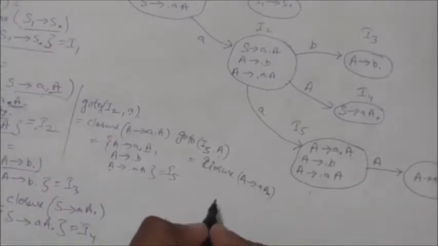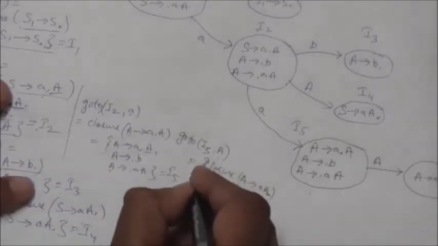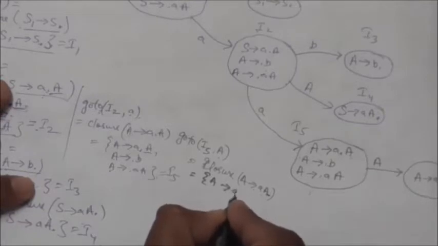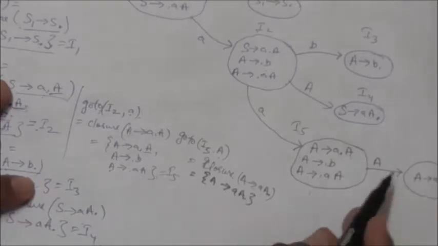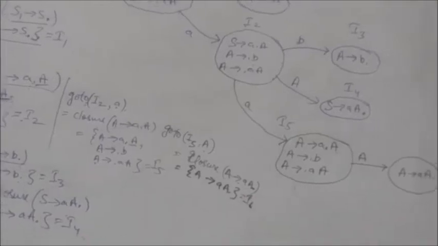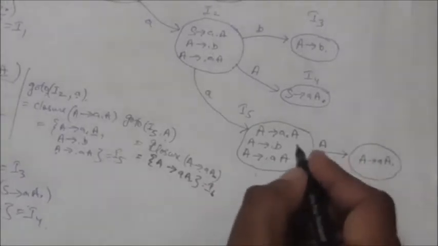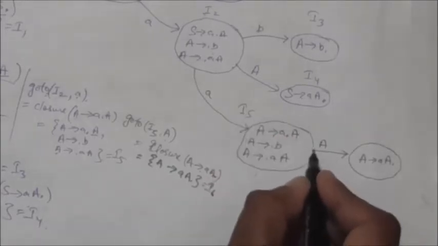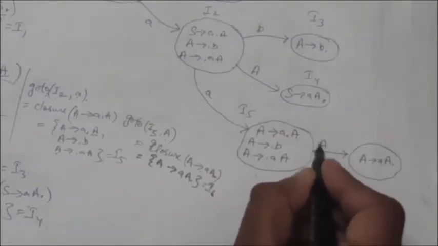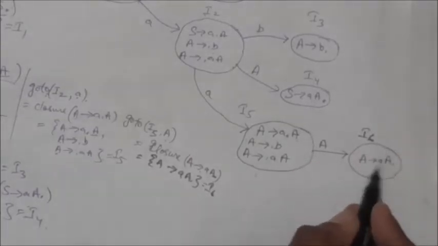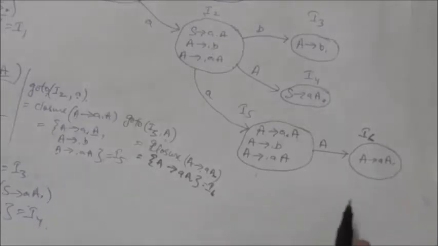Now we have to find its closure. Its closure will contain only one item, that is A derives A dot itself. Let this state be I6. In the transition diagram I will show this transition here. When it is in state I5 and it reads this non-terminal symbol A, then it will jump to state I6, and I6 has only one item, A derives A dot.